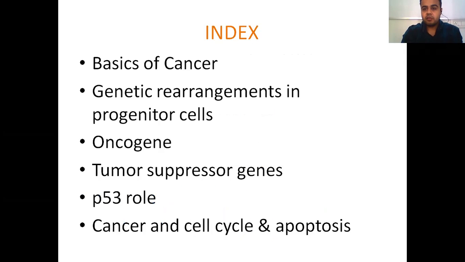So we'll be covering basics of cancer, genetic rearrangements in progenitor cells, oncogenes, tumor suppressor genes, and the p53 protein, which we will cover as a part of the tumor suppressor genes, as well as cancer and the cell cycle, and apoptosis. These are the main topics which we'll cover in lecture 1 of the cancer biology of CSIR UGC NET. So we'll take some of the questions and then we'll go on to the topics.